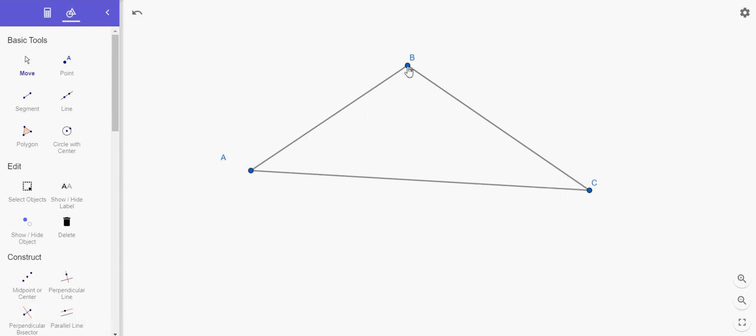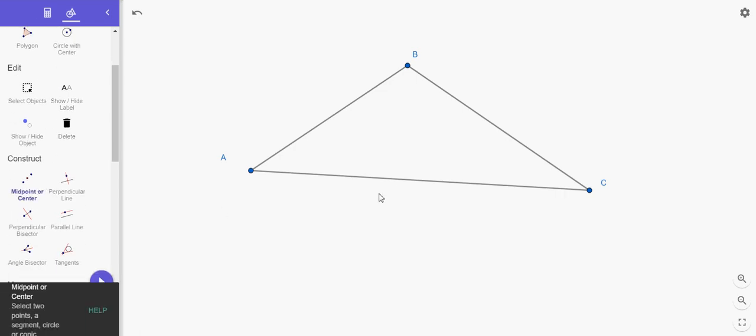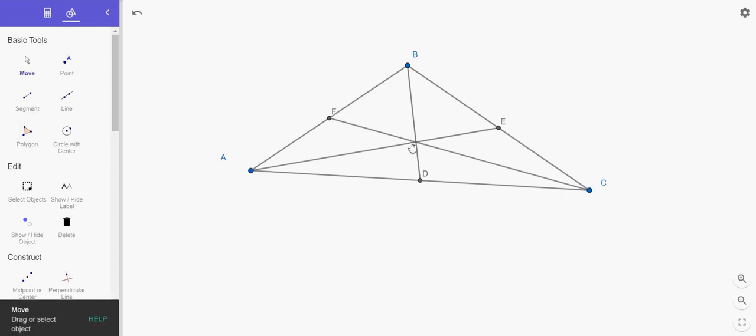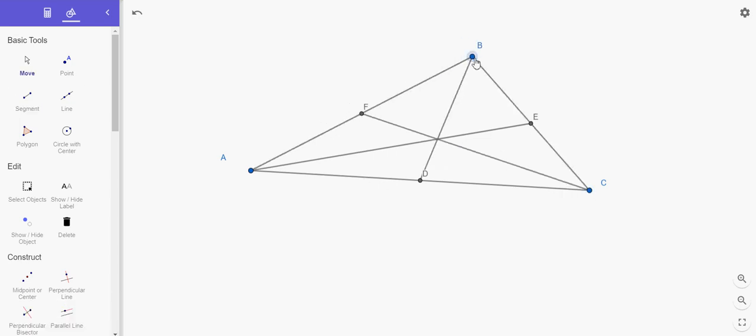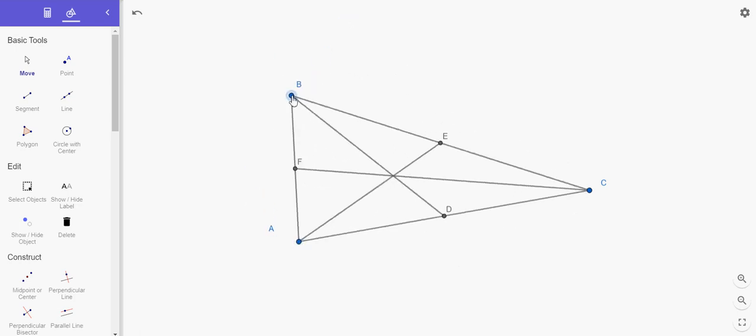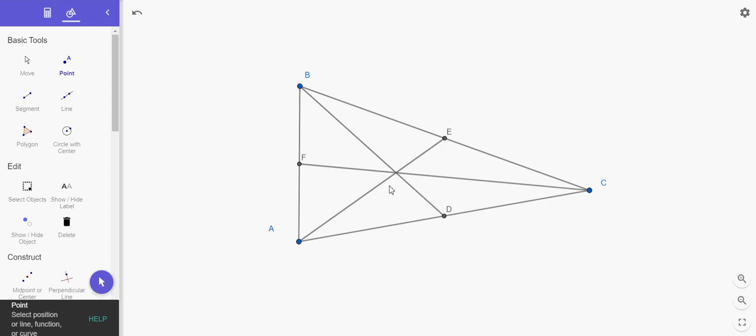So the first concurrency you were asked to explore in your GeoGebra assignment is the concurrency of the medians of a triangle. So recall that the medians of a triangle are the segments that connect vertex to opposite midpoint. So here we construct all of the medians, and as you can see, the medians are concurrent at a single point. And you can move this triangle around, and no matter what you do, the medians will always be concurrent at that single point. And that point is called the centroid of the triangle.